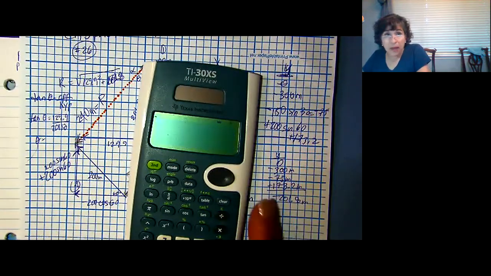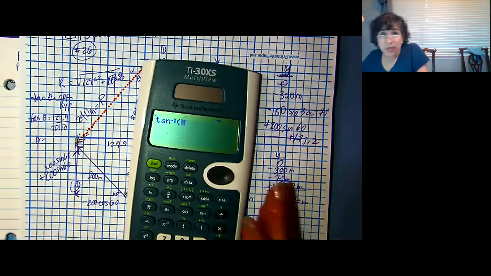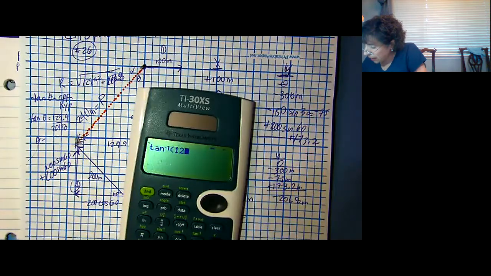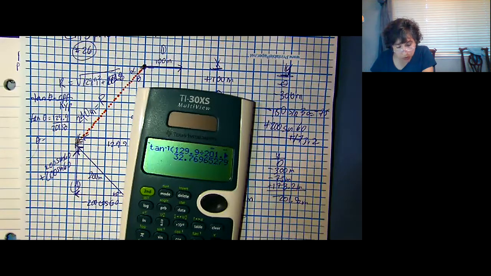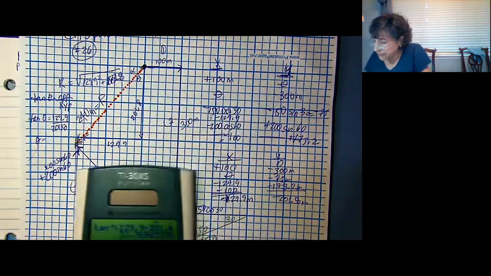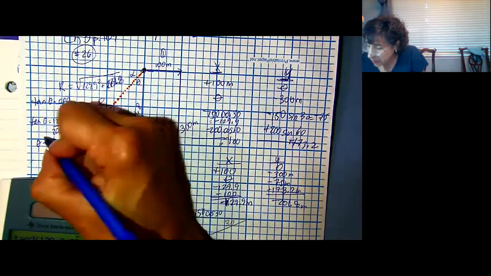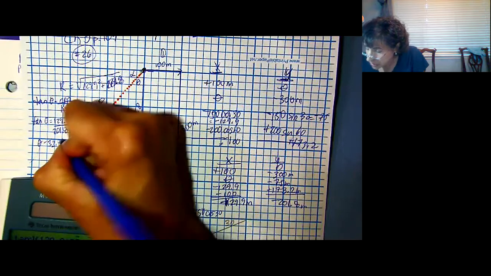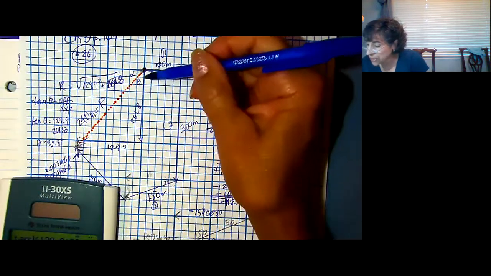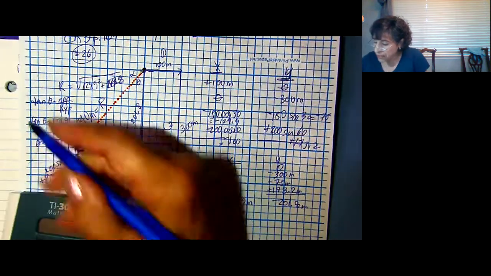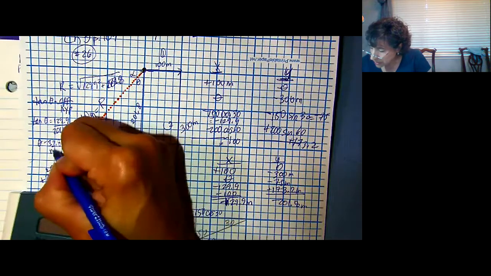Okay, clear. Let's do arctangent. Arctangent of 129.9 divided by 201.8. And I get 32.77. So let's say 32.8 degrees. 32.8 degrees would be this one right here. So that would be from south. So west of south.